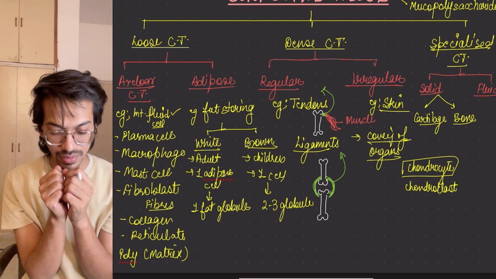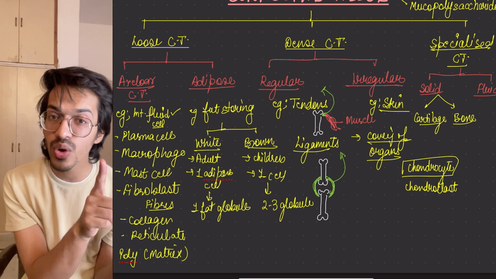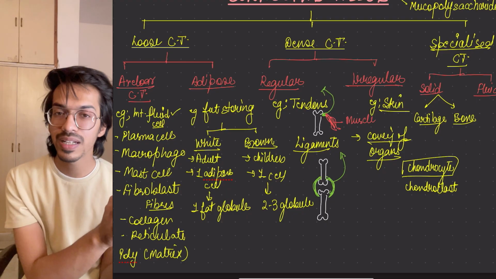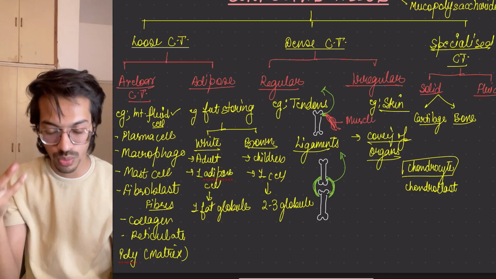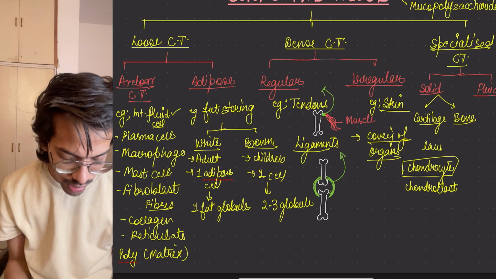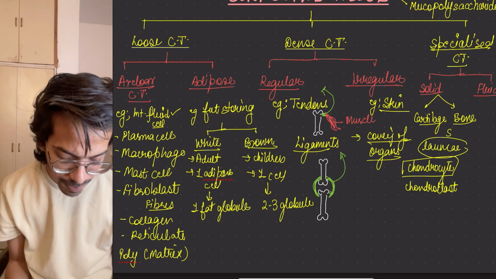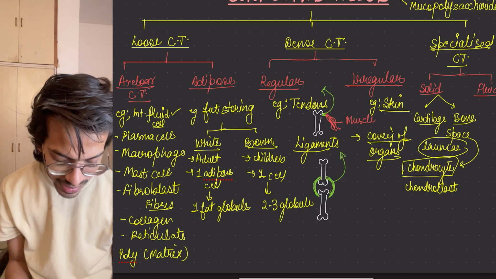Okay, so they are present. Whereas in the bone, only one osteocyte is present inside that space. The space is also called what? Lacuna. So the word lacuna you have to remember. Lacuna is a space in which these cells are present.